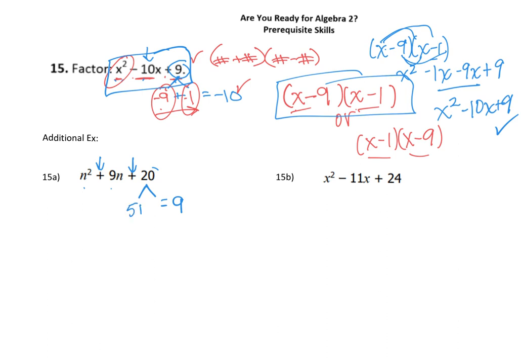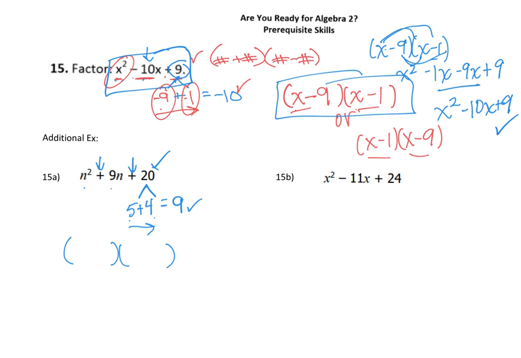So if I'm going to check 5 and 4. 5 times 4 makes 20. Check. 5 plus 4, adding across, does equal 9. So I have found the right two numbers. These are the only two numbers that can make this factor correctly. So we put two sets of parentheses because we want it to be a FOIL problem. Okay, that's again what factoring is.